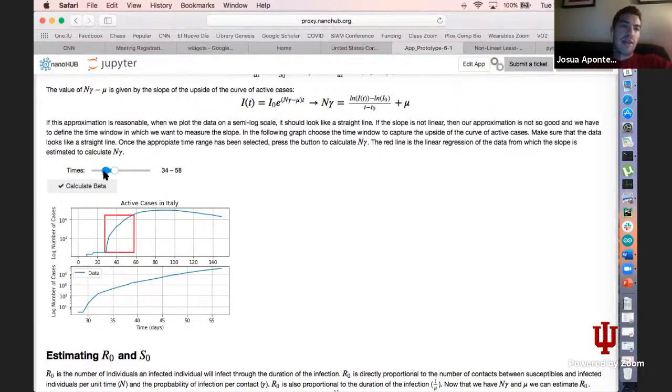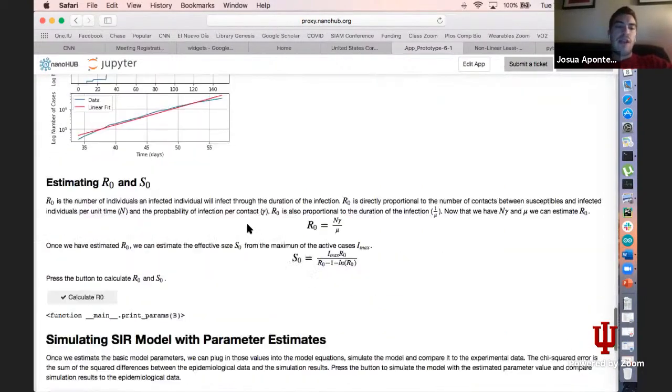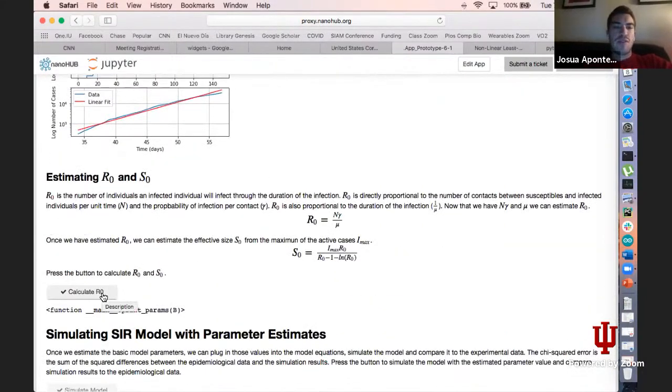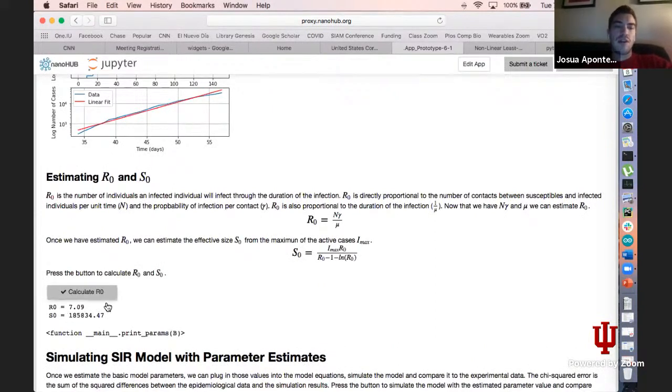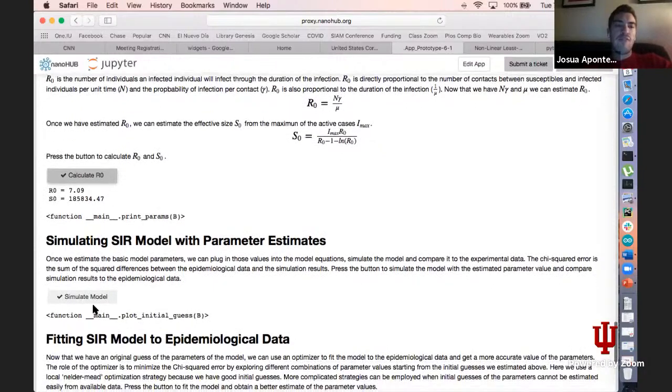Then to calculate n times gamma, they have to look at the upside. They can calculate it, and then now they can calculate R0 from this. R0 and S0, I should add that here. So they get an original estimate of what R0 is. It's 7.09 here. And once they have that, all of the parameters of the model estimated, maybe I can add here a list of all of the estimations, so it makes clear that all of the parameters have been estimated.